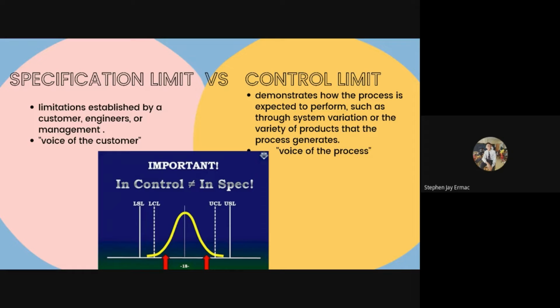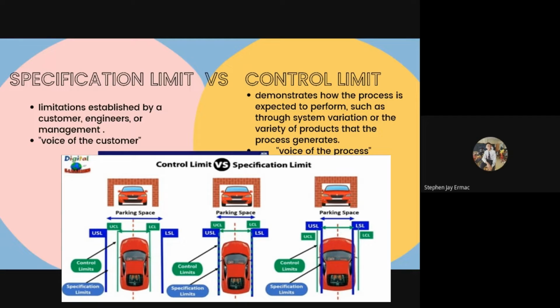So now I'll give you an example of what is the difference between control limit and specification limit. Control limit has no relation to specification limit. And let us understand this with the help of an example, which is car parking.